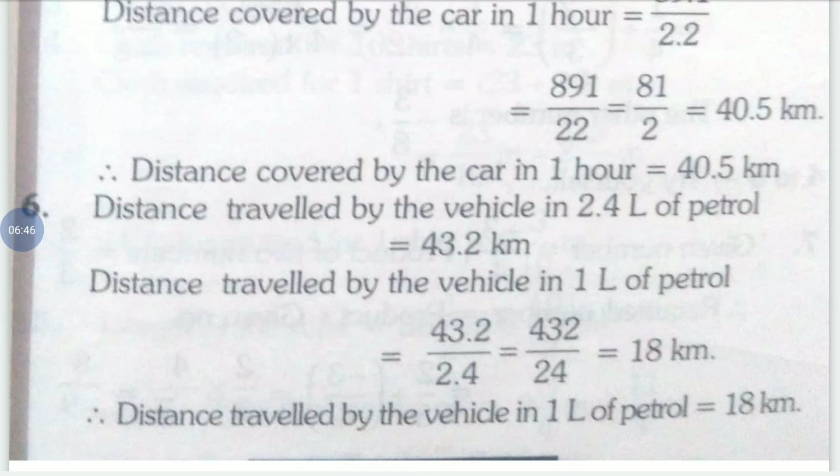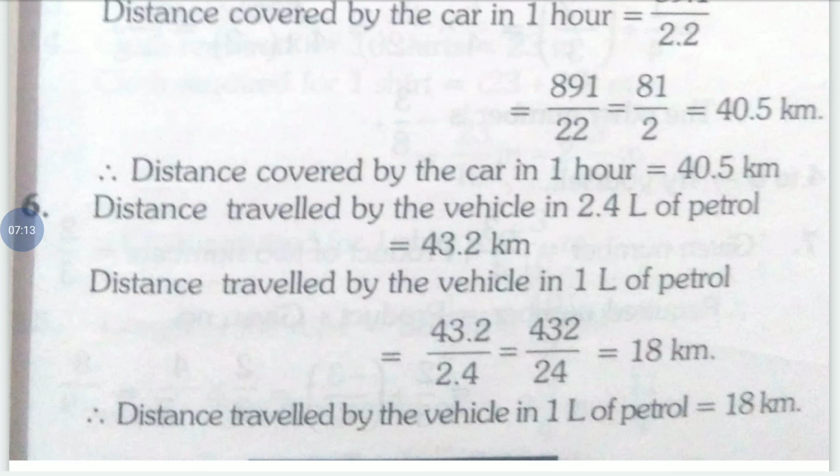The next example is: a vehicle covers a distance of 43.2 kilometer in 2.4 liter of petrol. How much distance will it travel in 1 liter of petrol? Again here the comparison is there. The distance traveled by the vehicle in 2.4 liter of petrol is 43.2 kilometer. For the distance traveled in 1 liter, we have to do the division.